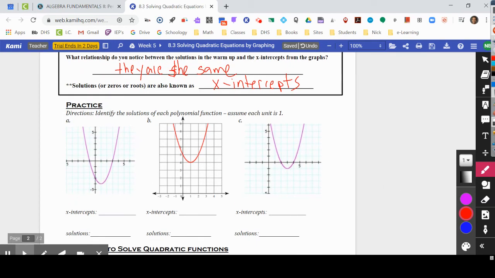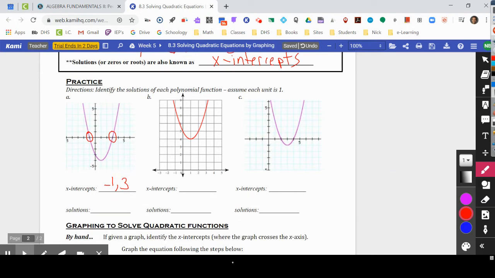We're going to look at these three graphs, see where their x-intercepts are, and then identify the solutions. Each unit on the graph is going to be just one. Let's look at our first graph, A. Again, here's my graph, and it looks like I have two x-intercepts right there and there. It looks like my x-intercepts are at -1 and at +3. So therefore, my solutions are x equals -1 and x equals 3.